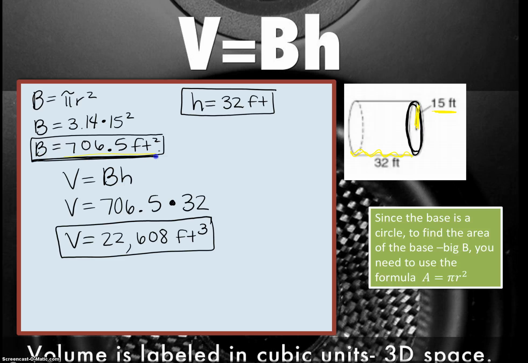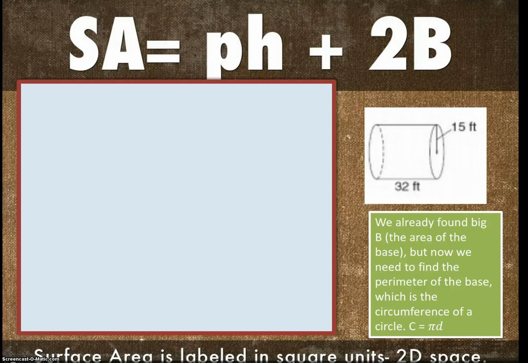Remember this big B? We're going to use that again in the surface area formula. So in the surface area formula, we already found the big B, so now we're going to find the perimeter of the base. So I use the same face that I did before, but at this time perimeter. So my perimeter is going to be circumference, which is pi times d. Stop the video and see if you can find each piece before plugging it into the surface area formula.